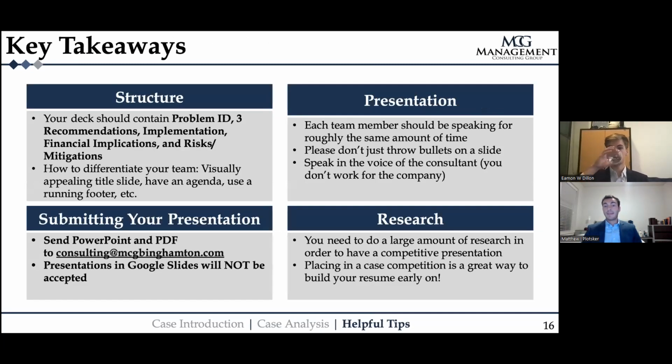So moving away from the case example a little bit and talking about some key takeaways. To reiterate the structure, your deck should contain, and when I say should, we're very strongly recommending it, problem ID, which can be whatever length you want, but typically 1 or 3 is best, 3 recommendations, implementations, financial implications, and risks and mitigations. And obviously the best way to differentiate your team is through a visually appealing title slide, use of an agenda, a running footer, amazing graphics, so on and so forth, and really thorough analysis.